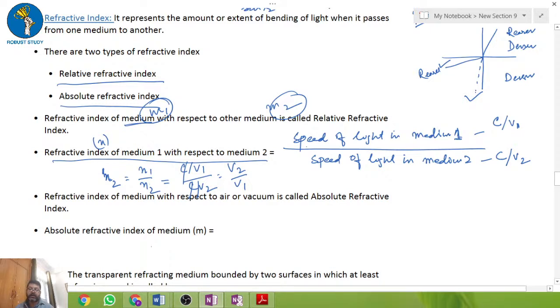Now what is absolute is a little different. When we talk about the absolute refractive index, in that case we take the speed of light in vacuum with respect to the speed of light in the medium. I hope this concept is very clear. We have to understand the concept. This concept is very important because a lot of questions are normally asked in this particular chapter.